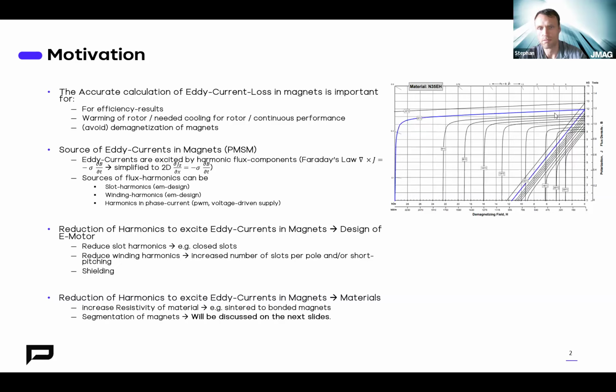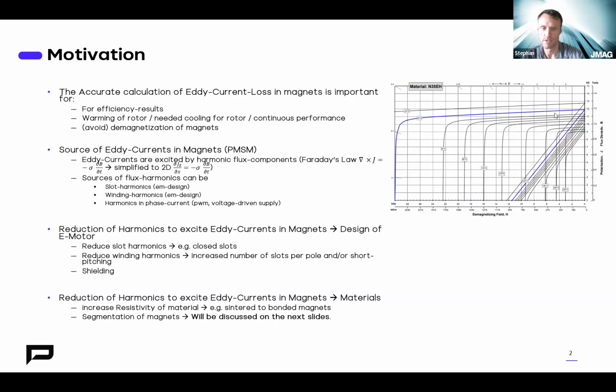And now here are some only very rough ideas how we could reduce these harmonics which excite the eddy currents in the magnet. For example, to reduce the slot harmonics, we could use closed slots, or we could also reduce the size of the slots and, on the other hand, increase the number of slots. To reduce the winding harmonics, we can also increase the number of slots, and to deal a bit with short pitching. A third method with the shielding, it's just for completeness.